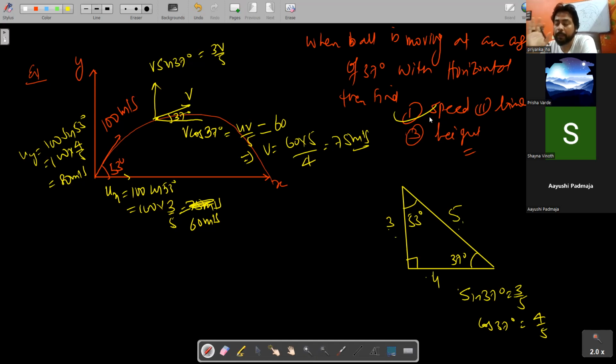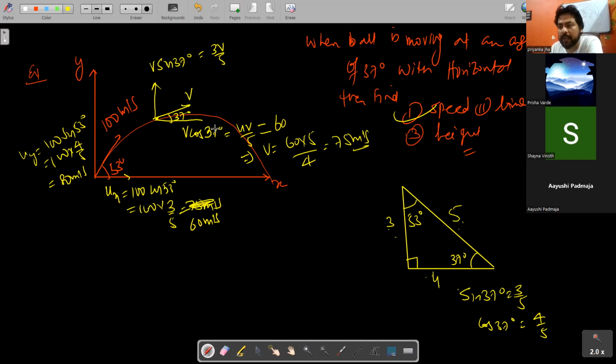Every time. See, do one thing. Every time, whatever is the initial velocity, break it down into two components, along x and along y. And suppose at any point you have to find the velocity, speed. Assume that the velocity is v at any point, like we did here. And if angle is not given, you have to assume some angle theta. Again, break it down into two components, along horizontal, along vertical.